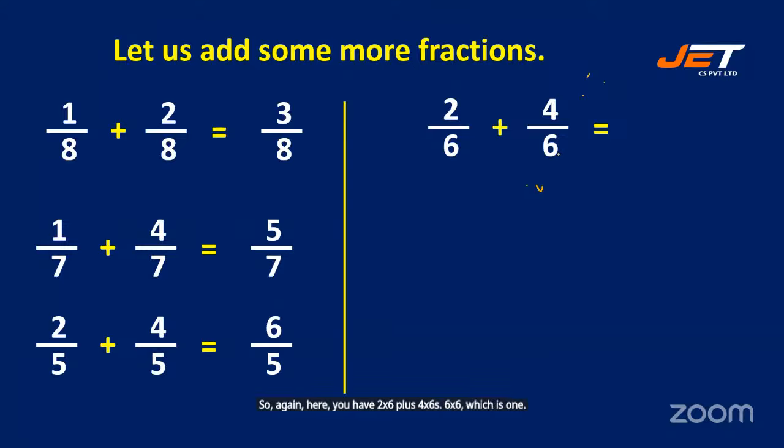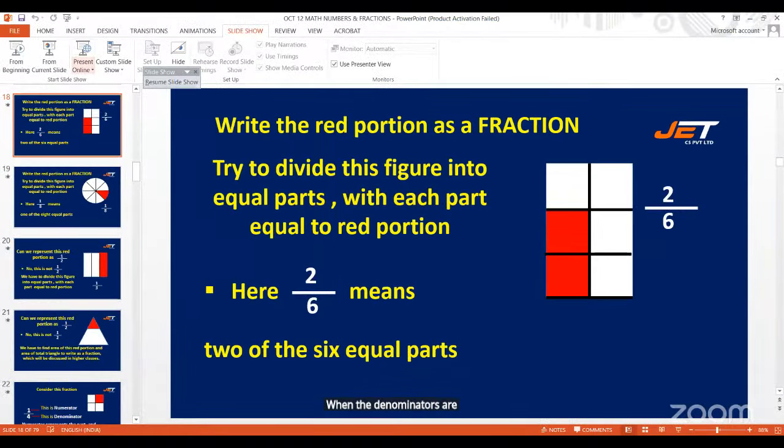3 by 10 plus 5 by 10 is 8 by 10. 7 by 10 plus 8 by 10 is 15 by 10. 5 by 18 plus 2 by 18 is 7 by 18. When the denominators are same, then the numerators can be added.